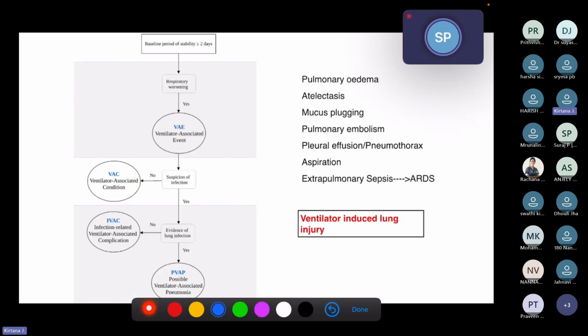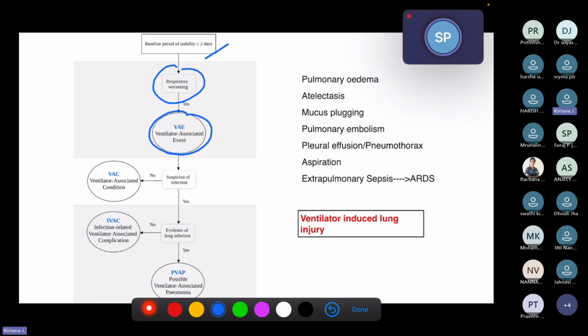We are all aware of the CDC definitions of ventilator-associated conditions or ventilator-associated events. What is that? Whenever a patient is on a ventilator and has a stability period of 2 days, this means that the patient's oxygen requirement has been stable for at least 2 or more days. Now, if there is any respiratory worsening, defined as an FiO2 increase of more than 0.2 or a need to increase the PEEP by more than 2, that event is known as a ventilator-associated event. So what are the different causes of ventilator-associated event?